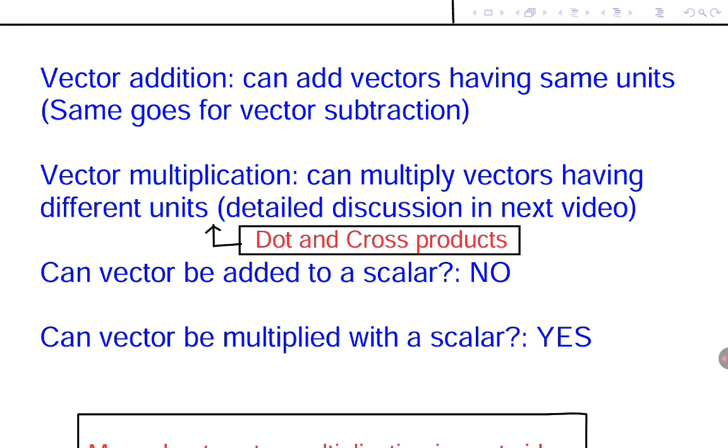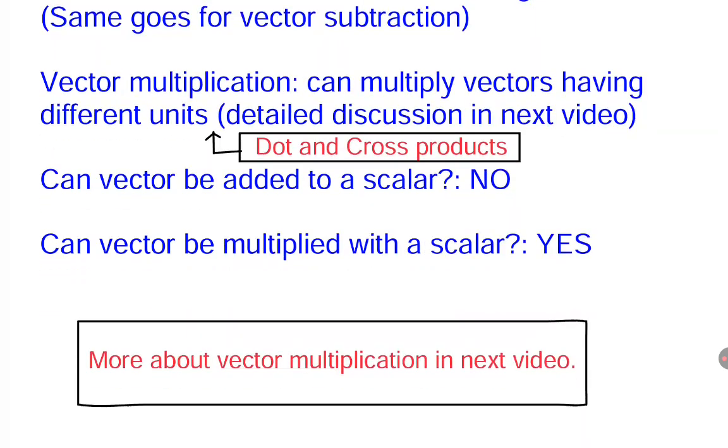Okay, next thing is, can vectors be added to a scalar? No, we cannot add a vector to a scalar, but we can add a two-dimensional vector to a one-dimensional vector, because even the one-dimensional vector will lie along one of the two component directions that the two-dimensional vector consists of. So we can consider a one-dimensional vector to be actually a two-dimensional vector with one of the components being 0.